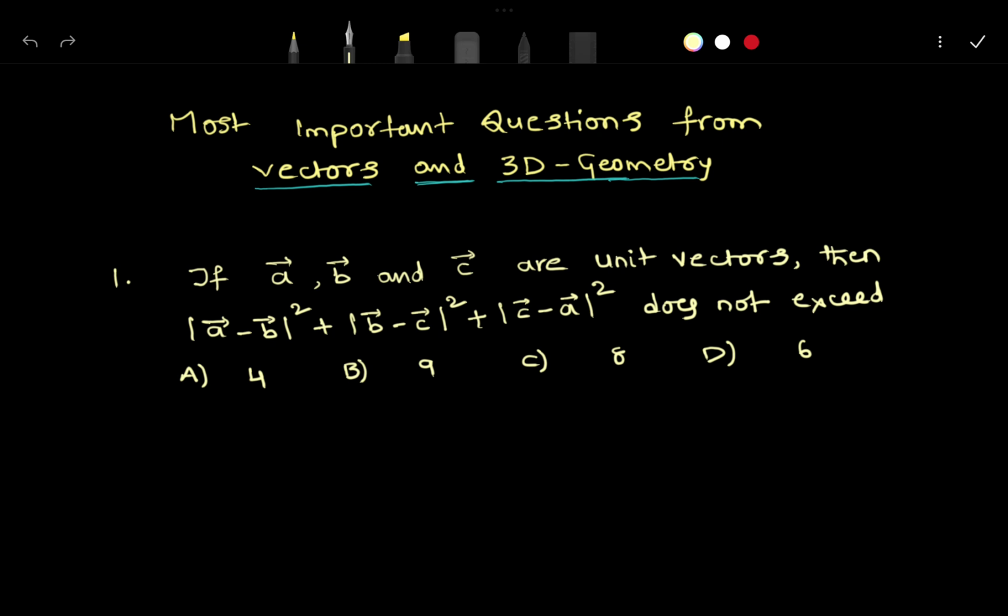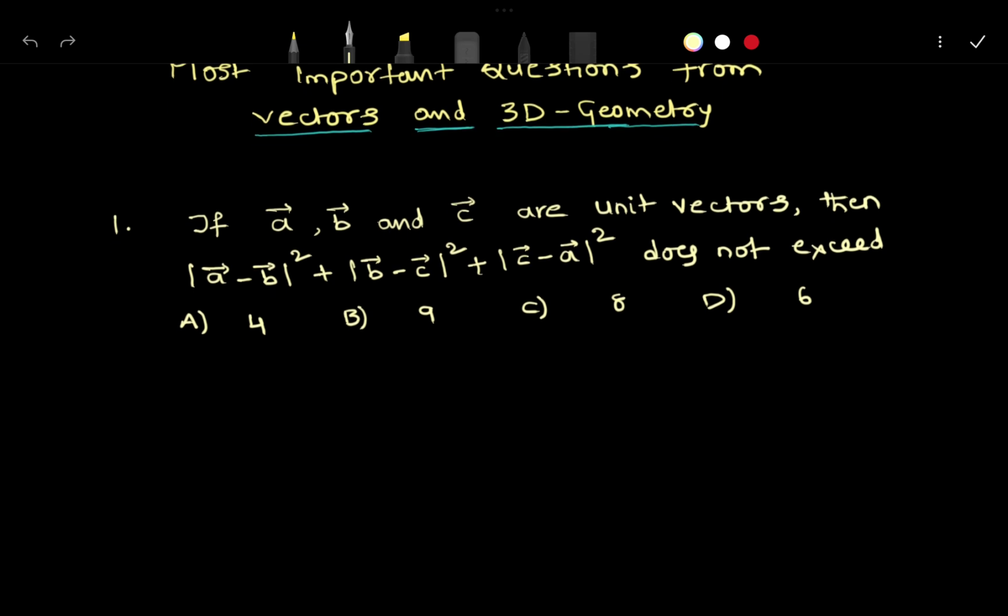See, the first question is, if a bar, b bar and c bar are unit vectors. What is the meaning of unit vector? Unit vector means whose magnitude is equal to 1. So modulus of a bar is equal to modulus of b bar is equal to modulus of c bar is equal to 1. This is the meaning of unit vectors.